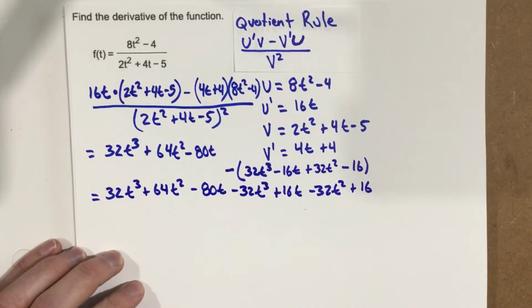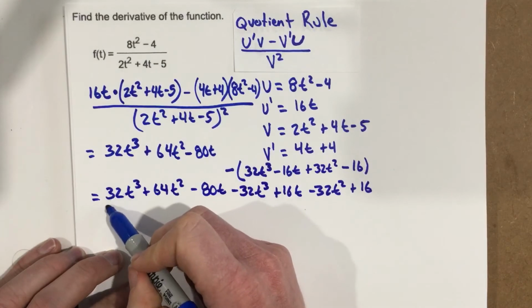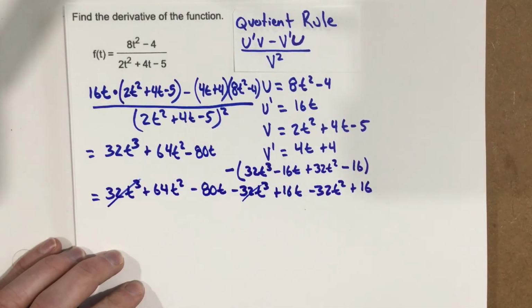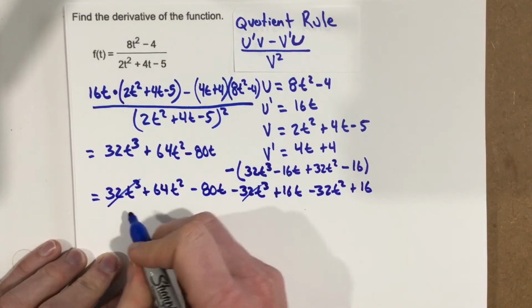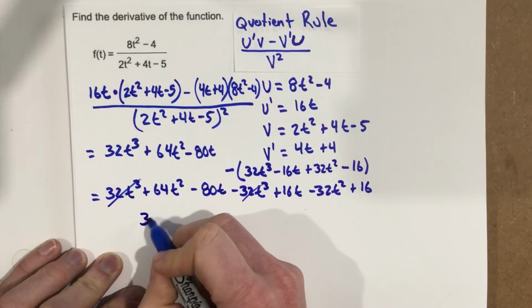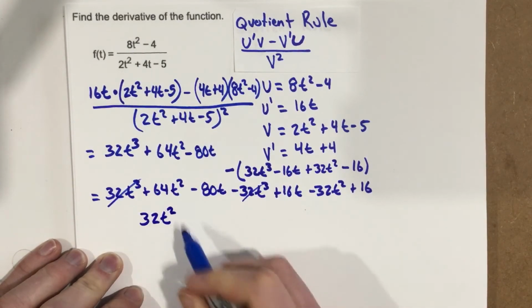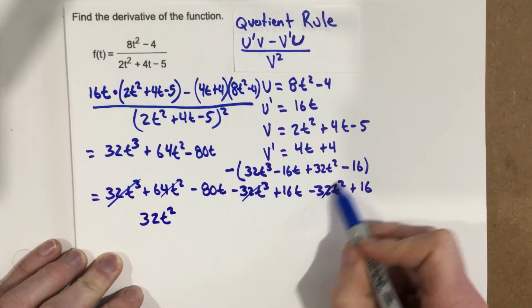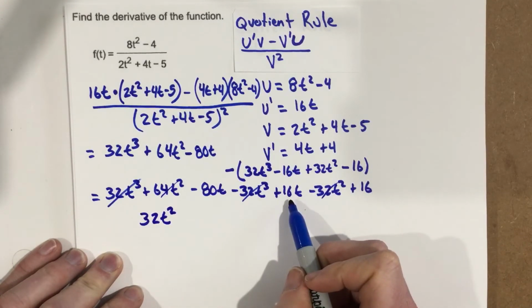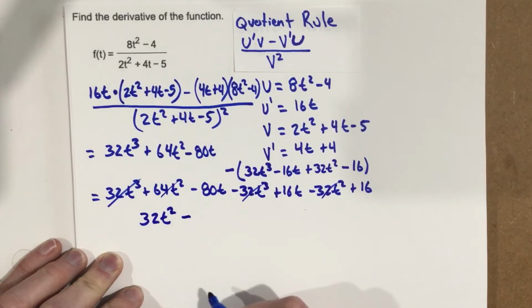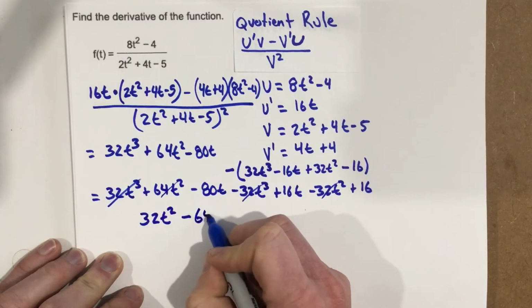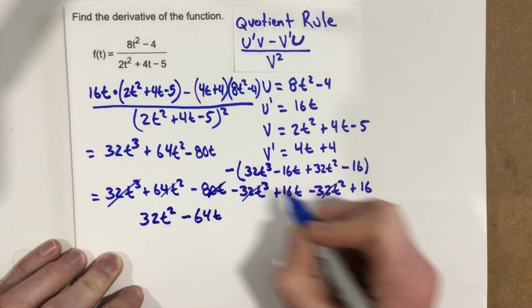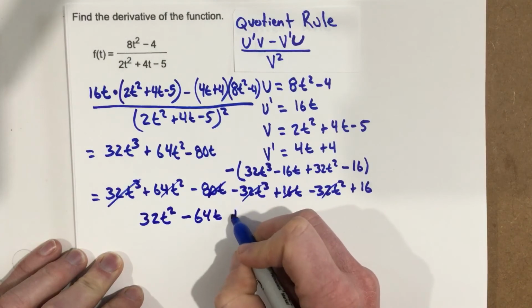Let's go through and cancel some stuff if we can. We can cancel this term and this term. They're gone. 64t squared minus 32t squared will give you 32t squared. So we've got those. Those are done. Negative 80t and 16t will give you negative 64t. We got that done, and then all we got left is the plus 16.